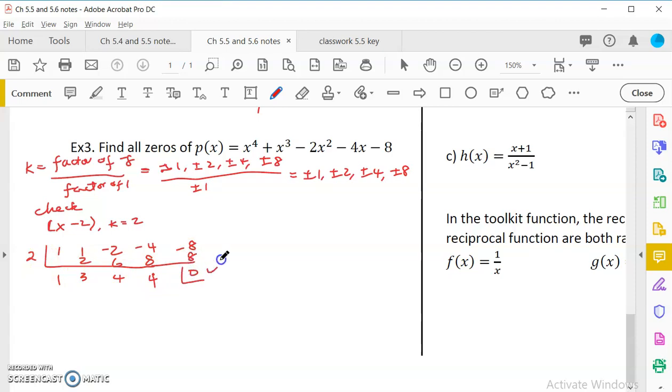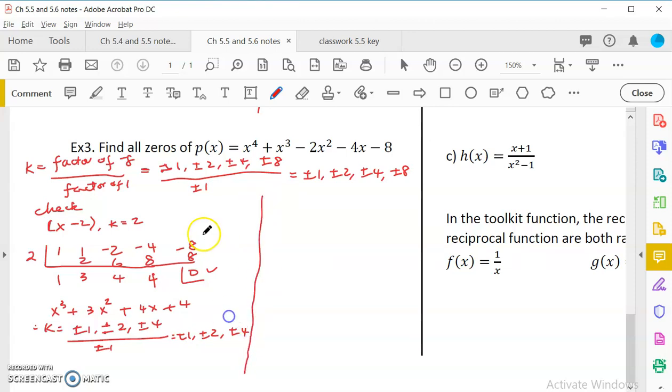Oh, I got the remainder 0. So I have another factor. So I will say the other factor is x cubed plus 3x squared plus 4x plus 4, right? So I do this again. I would say, what are the possible ones? The possible k would be plus and minus 1, plus and minus 2, plus and minus 4, over plus and minus 1. So that is the list. Plus and minus 1, plus and minus 2, plus and minus 4. What should I check?